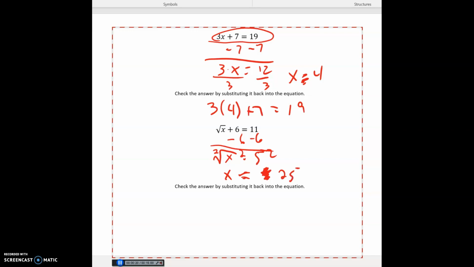Now, if we want to go back in and check it, we've got 25, so we have the square root of 25 plus 6 equals 11. What is the square root of 25? It's 5. 5 plus 6 does equal 11. That works out, doesn't it? So we know that this x equals 25 is the right answer.